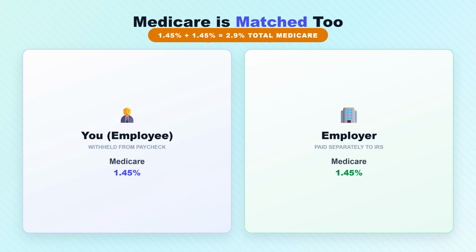And just like Social Security, Medicare is matched too. You pay 1.45% and your employer pays another 1.45%. So Medicare is funded by both sides. 1.45 plus 1.45 equals 2.9% total. Same pattern as before, both sides chip in.